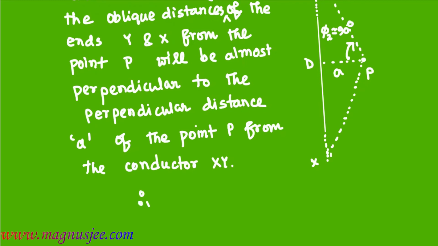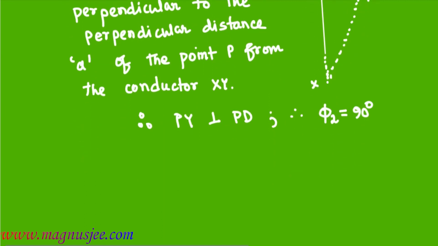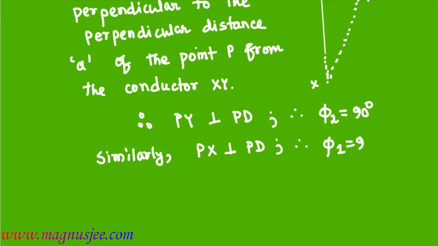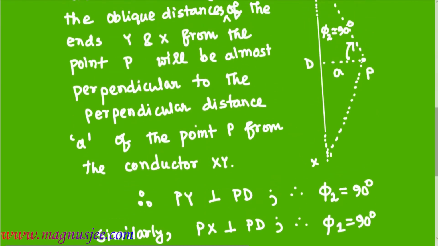XY. Therefore, PY is perpendicular to PD. PY is the oblique distance of the end Y, and PD is the perpendicular distance of the point P from the conductor. And therefore, phi 2 is equal to 90 degrees. Similarly, PX, the oblique distance of the end X from the point P, is almost perpendicular to the perpendicular distance PD. Therefore, phi 1 is also 90 degrees.